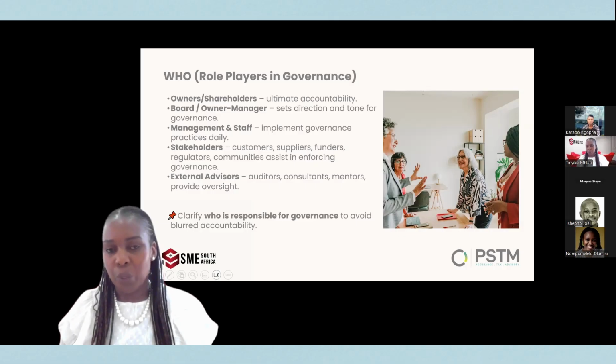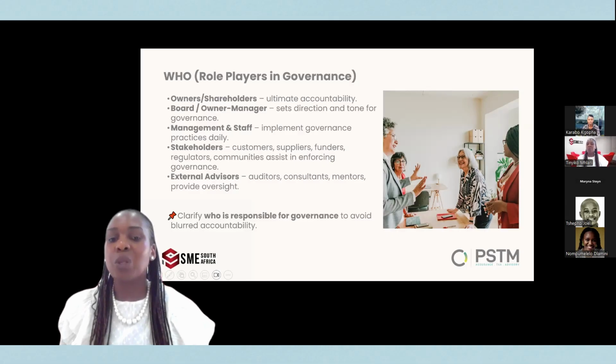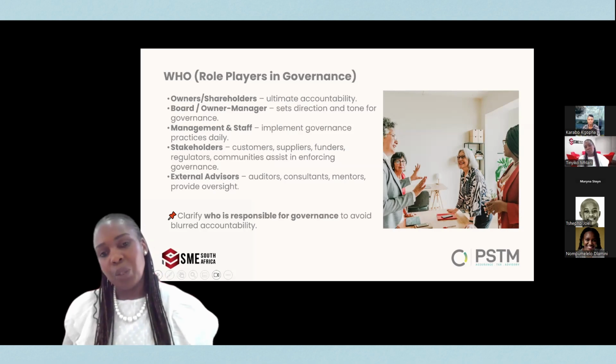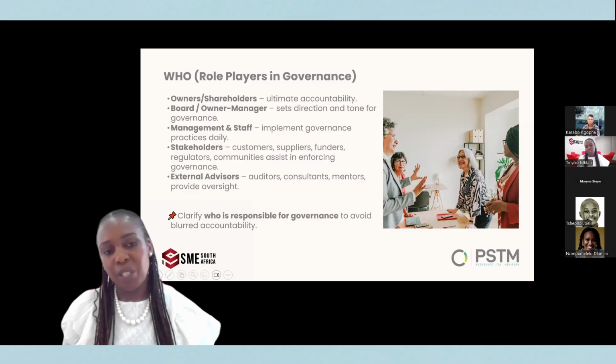You as a business owner, if your CIPC annual returns have not been filed, the CIPC is not going to contact your accountant or administrator to say we are deregistering the entity. They will contact you as a shareholder, as a director, to say, we are deregistering you. So you are ultimately accountable. It doesn't matter who does what. We'll come back to the other systems, but the who is very, very important.